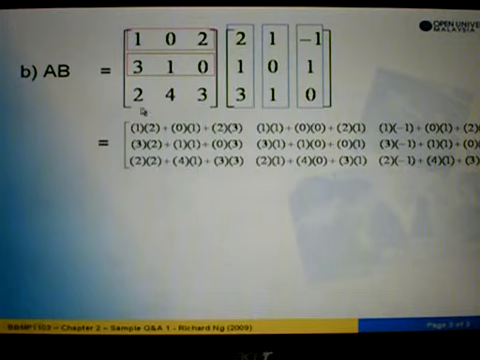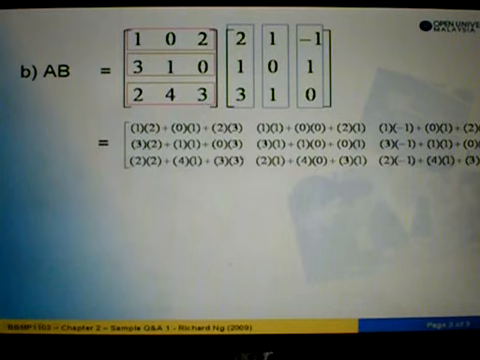So next, repeat with row 3, column 1. So 2 times 2, followed by 4 times 1, and then 3 times 3. And then take row 3, column 2: 2 times 1, 4 times 0, and then 3 times 1. And then finally we have row 3, column 3: 2 times negative 1, then 4 times 1, and 3 times 0.